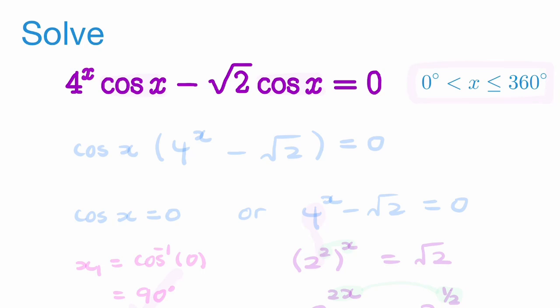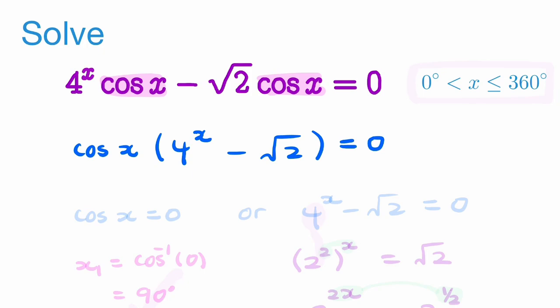And you can see that the cosine is repeated twice. There's a cosine here and a cosine here. So if we take cosine as a common factor, we can factorize the expression into something that looks like this.